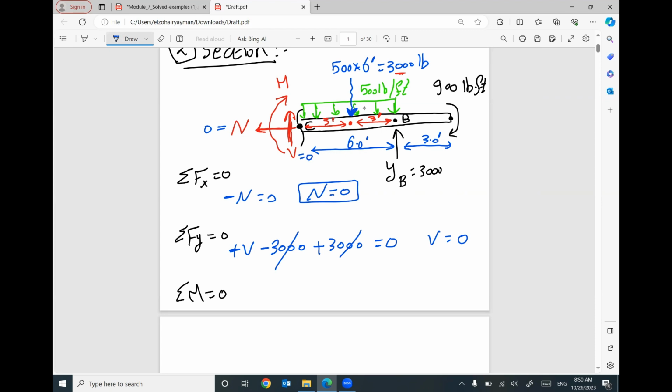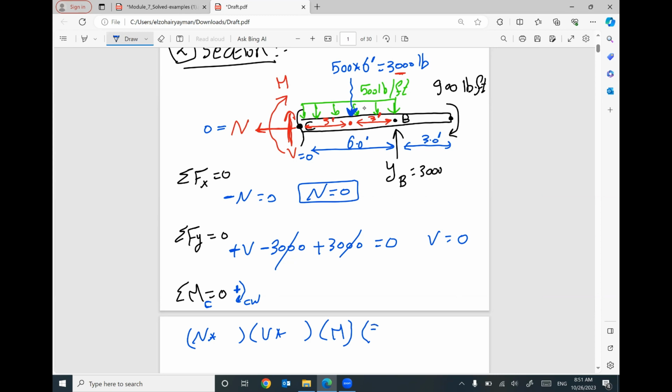Summation moment. I do recommend to take moment at the cut. See? Then you can assume what you want. I will assume clockwise rotation is my positive. Taking a moment at C, I have capital N times distance, capital V times distance. I have capital M, the moment, which does not need distance. Your N is a force, your V is a force, your M is a moment. If you have a moment, we don't need distance.